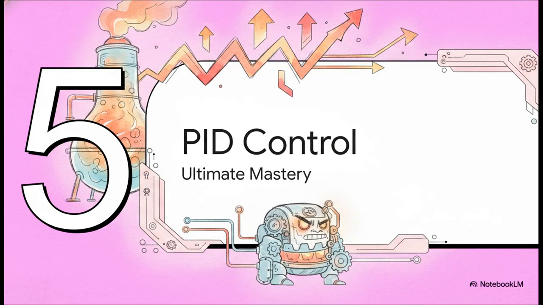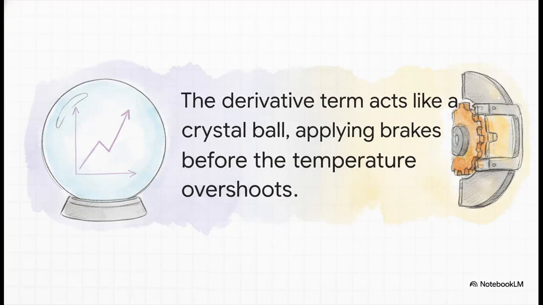All right, Section 5, PID Control, Ultimate Mastery. Here is where we take our PI equation and add the final piece of the puzzle, the derivative term, KD. So if proportional looks at the present error and integral looks at the past error, derivative looks directly into the future. It calculates the rate of change of the error.